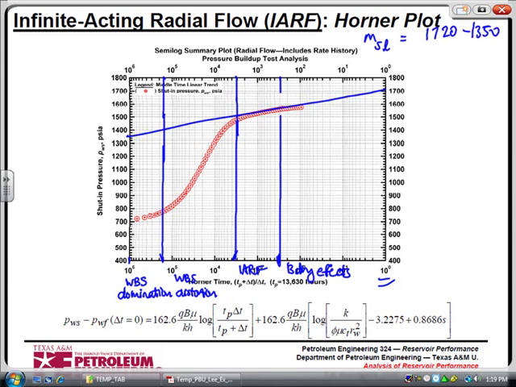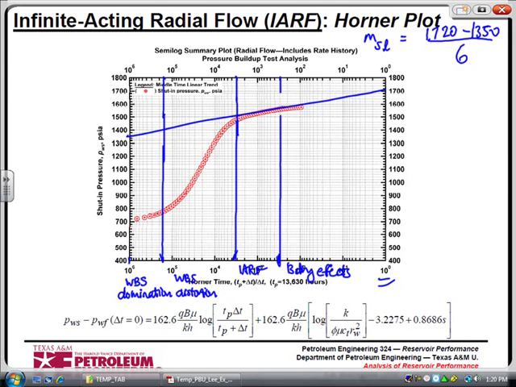How many log cycles do we have here? Count them. That's not the same as the other ones. Always check. How many times have we seen people go from Horner to semi-log and use the same number of log cycles? There's no reason they're supposed to be the same. Remember also that you're working in Horner time now, not in time.